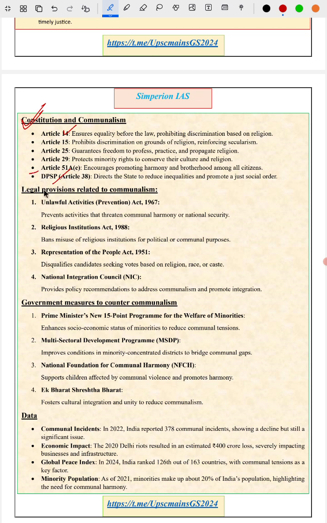We have covered legal provisions to counter communalism, like the Unlawful Activities Act, Religious Institutions Act, Representation of the People Act 1951, which recently disqualifies a candidate seeking votes based on religion, and the National Integration Council. And we have given government measures to counter communalism, like Ek Bharat Shreshtha Bharat, and we have given 4 such schemes. And we have given a few data points: how many communal incidents, what is the impact of communal incidents in the country, the Global Peace Index and minority population in the country.